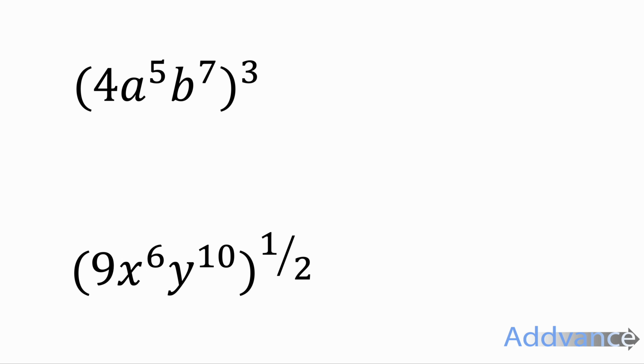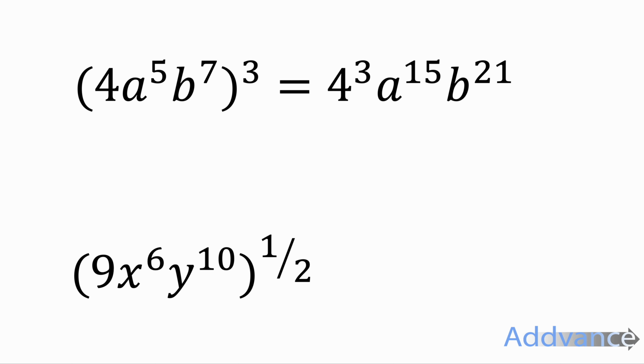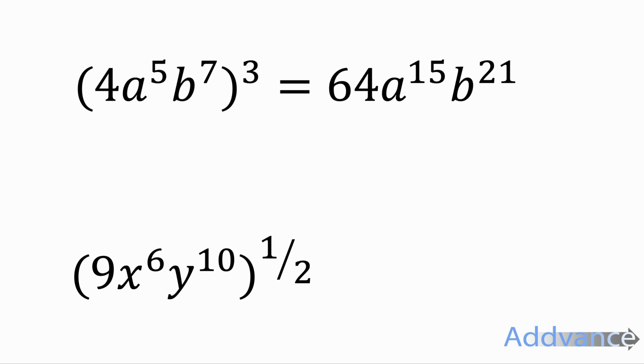Some harder examples here. So we've got things multiplied together in brackets to the power. So the first one, 4a to the power 5, b to the power 7, cubed. Well, what we do here is we cube everything in the brackets. And we get 4 cubed, a to the power 5 cubed, and b to the power 7 cubed. 4 cubed is 64. A to the power 5 cubed will be a to the power 15. Remember, we multiply the powers when we're powering powers. And b to the power 7 to the power 3 is b to the power 21.